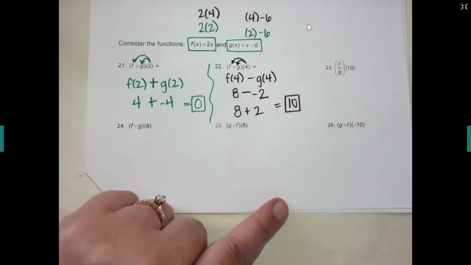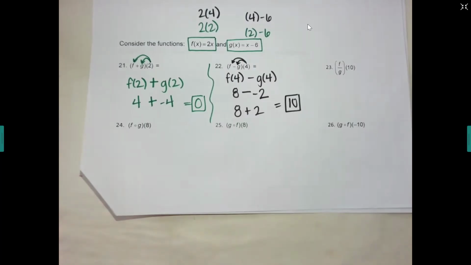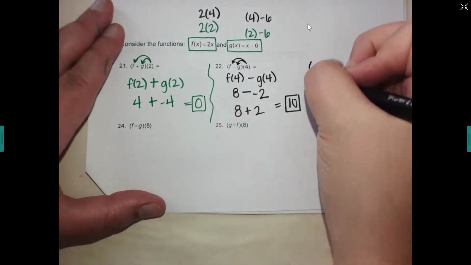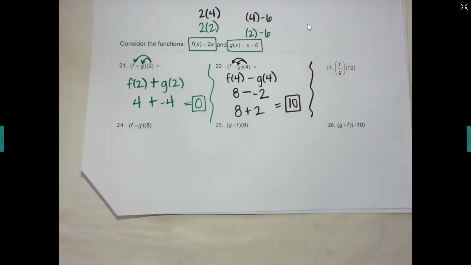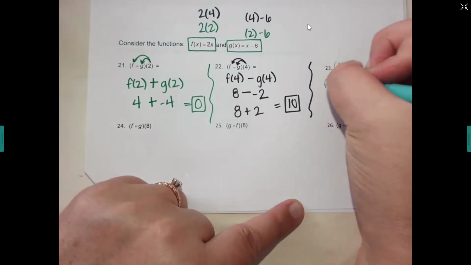Okay. All right, 23. What is my operation? Plus, minus, times, divide, or composition? Division. So I'm going to do f of 10, g of 10.